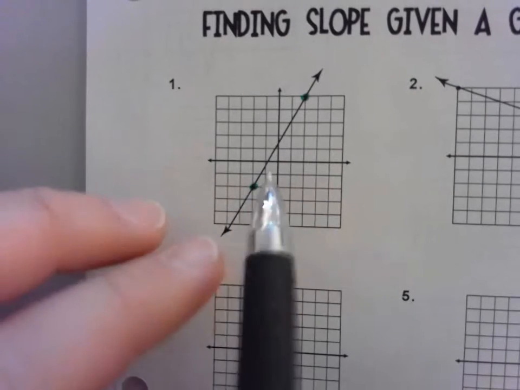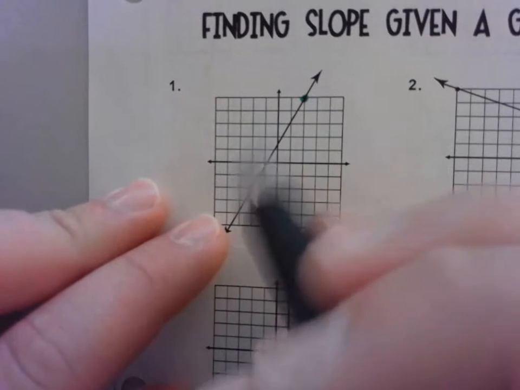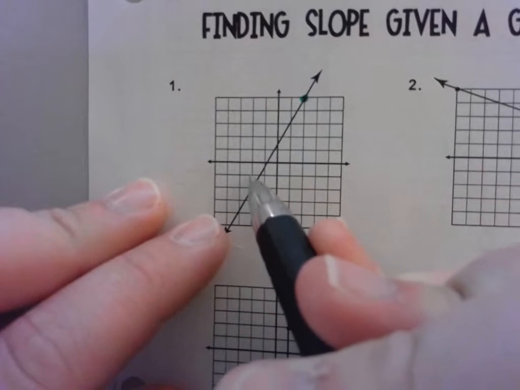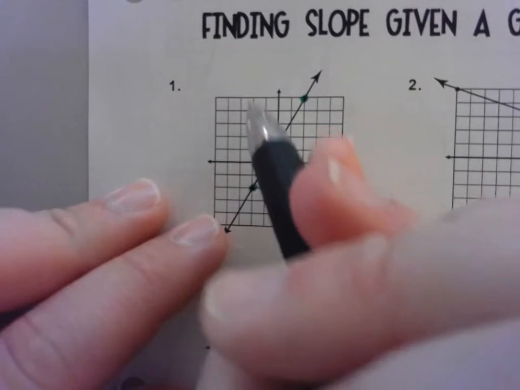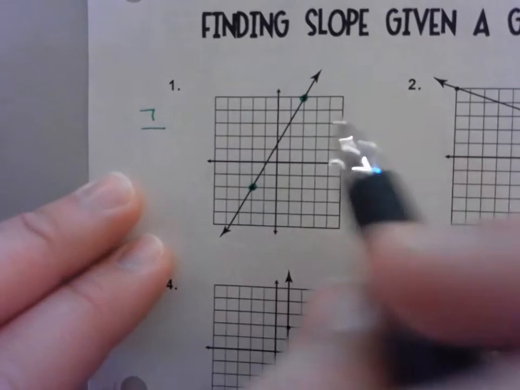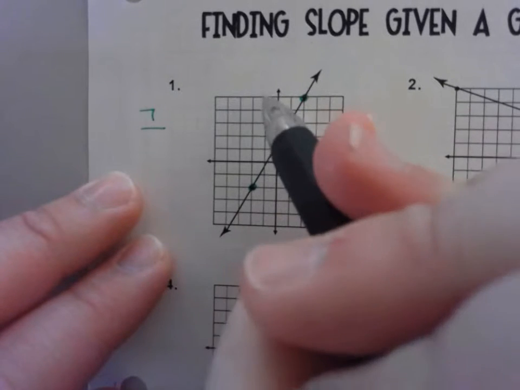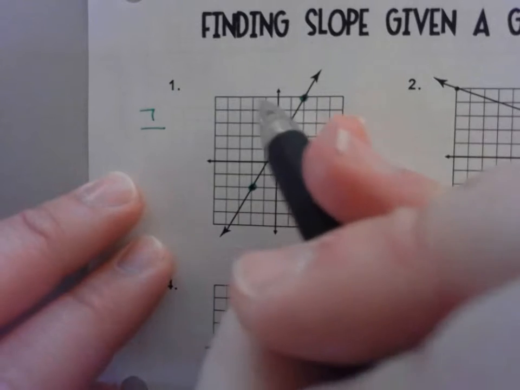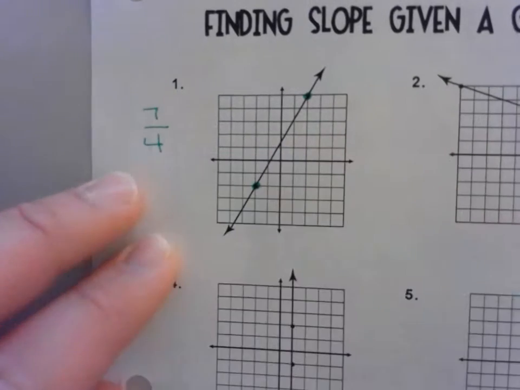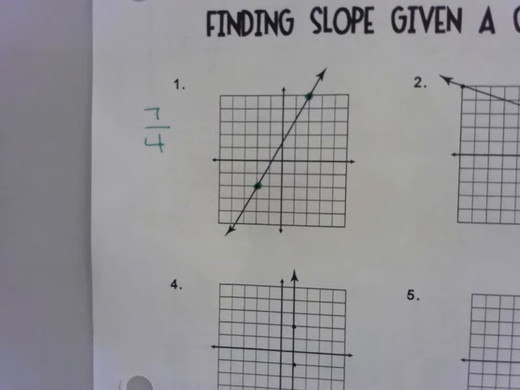So as I start from the left point, I have to do rise over run. I go up, which is rise, how many? 1, 2, 3, 4, 5, 6, 7. If I go up 7, that is a positive 7 over, because it's rise over run. I went up 7. I went right, 2, 3, 4. If I go right 4, that is a positive 4. So 7/4. It is a ratio, so it is kept as a fraction.